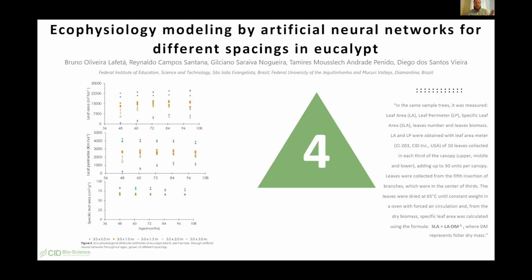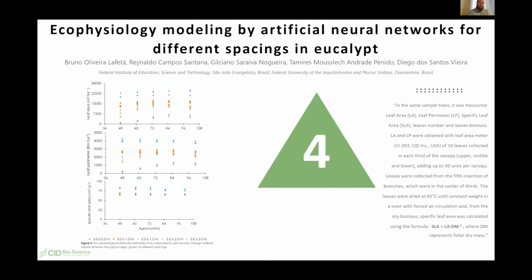And what they found is that they could create a really robust model just by taking these specific leaf area measurements, which they got from doing leaf area and leaf perimeter measurements with the 203. They took measurements at 48 months, 60, 72, 84, 96, and then between 96 and 108, probably at month 100. They collected 10 leaves in each third of the canopy, so each upper, middle, and lower part of the canopy, 30 leaves per canopy, and dried them at 65 degrees to get biomass. But they also took all the leaf area parameters with the 203, and then calculated the specific leaf area based on both the leaf area and the dry mass of the leaves.